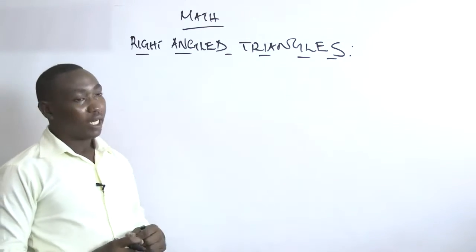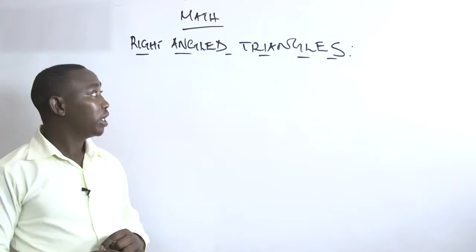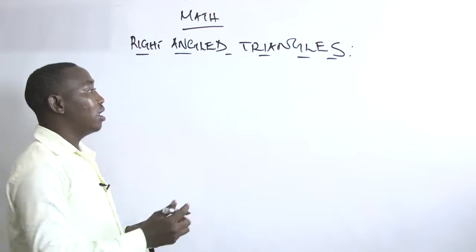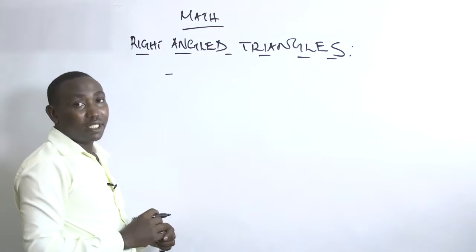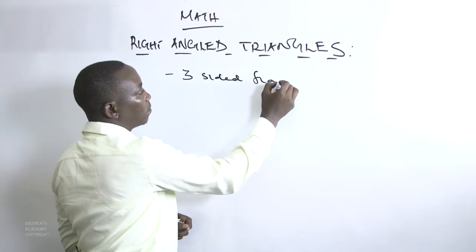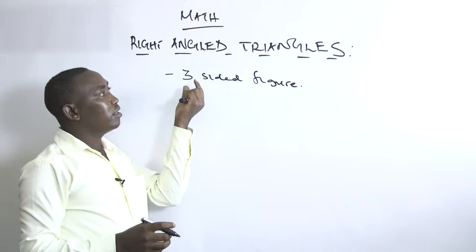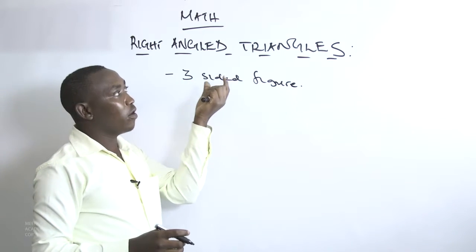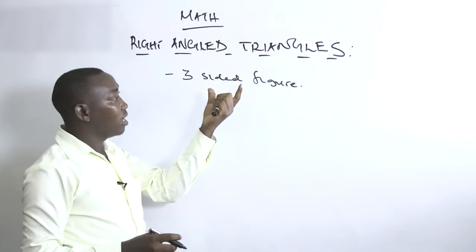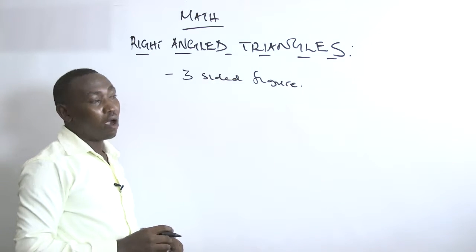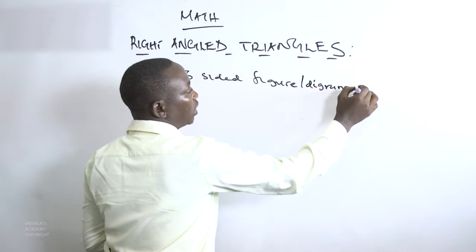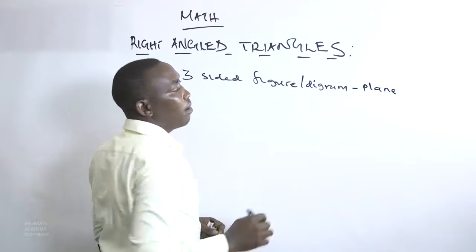Maybe before we proceed into today's subtopics, we need to understand what a triangle is. A triangle is a three-sided figure. The name originates from part of its name, tria, meaning three. So it's a three-sided figure or diagram, which should also be a plane.